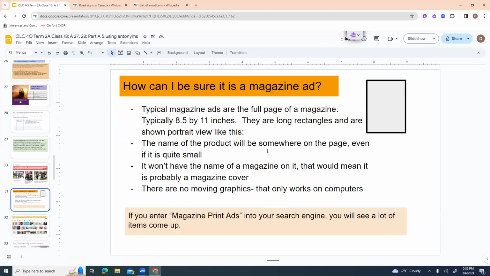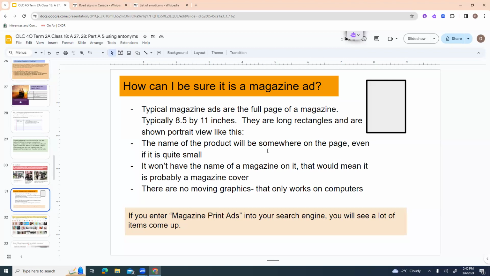The name of the product will be somewhere on the page, even if it is quite small. Like when we saw the BMW ad, it was a tiny little spot. But it's going to be there somewhere because they're paying money to sell their product. So the product name or icon will be somewhere on there. It will not have the name of a magazine on it. If it does, they're selling the magazine, they're not selling an ad.